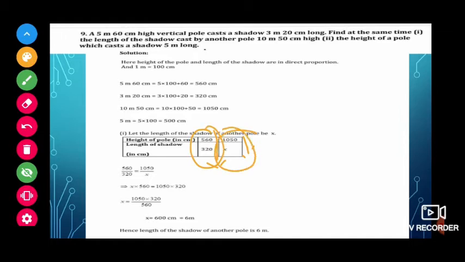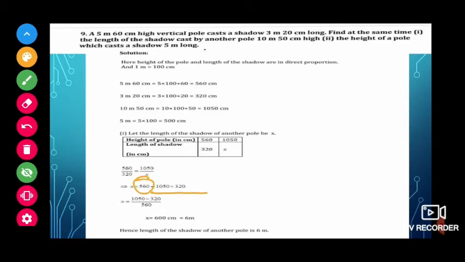So here, children, if we take it this way, the ratio between the both should be the same. So the ratio 560 by 320 is equal to 1050 by x. Now I want the x. So first do the cross multiplication, we will get x into 560 is equal to 1050 into 320. Now x is equal to 1050 by 320.